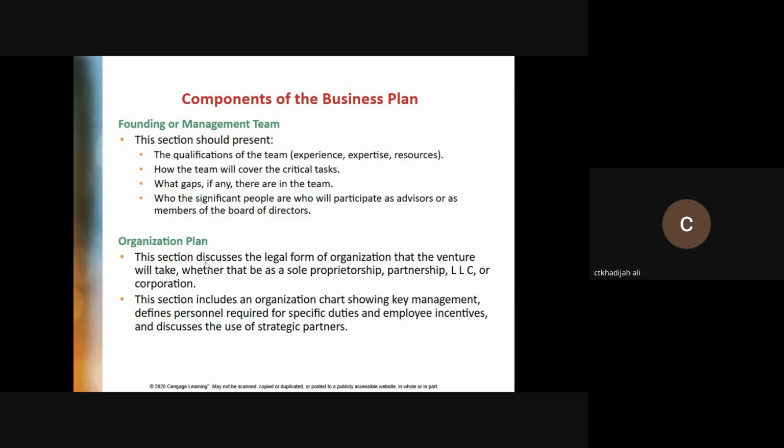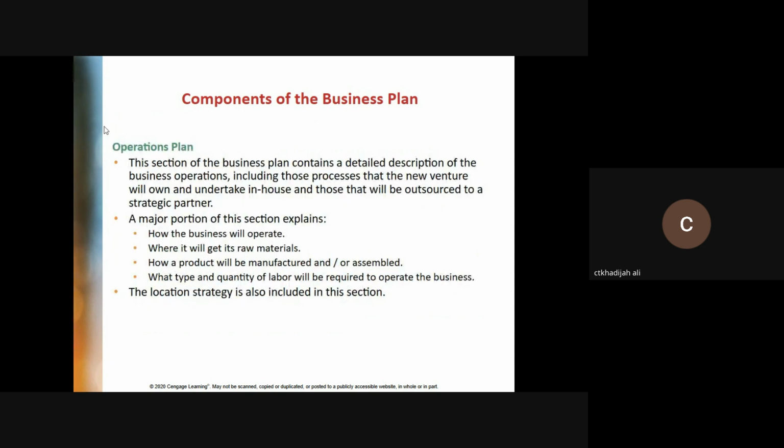Organization plan, this section discusses the legal form of organization that the venture will take, whether that be a sole proprietorship, partnership, LLC or corporation. Operation plan, this will contain a detailed description of the business operation, including those processes that the new venture will own and undertake in-house, and those that will be outsourced to a strategic partner. A major portion of this section explains how the business will operate, where it will get its raw material, how a product will be manufactured, what type and quantity of labor will be required to operate the business.